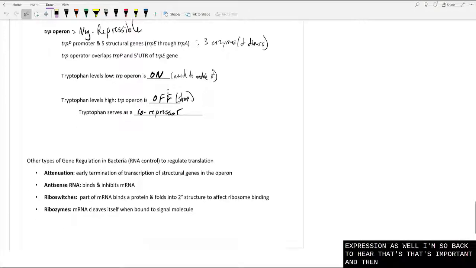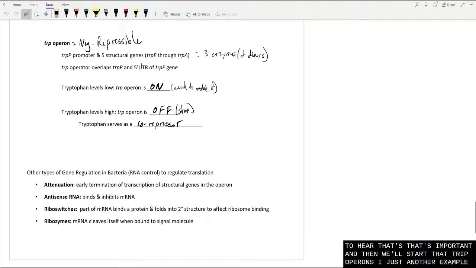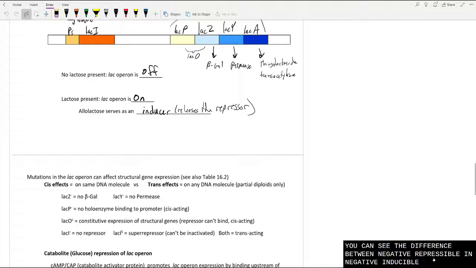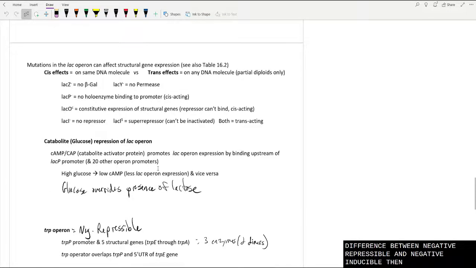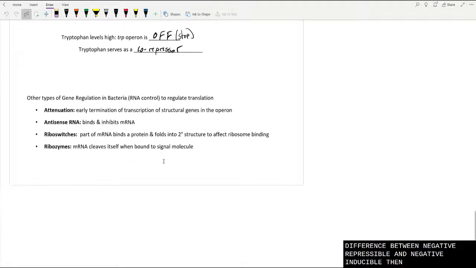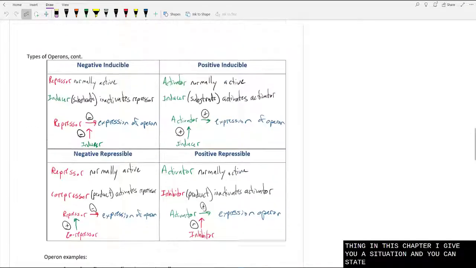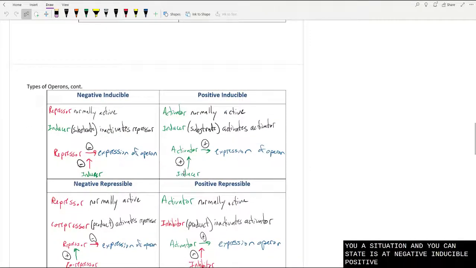And then we also talked about trp operon. So that's just another example you can look at. That's also negative repressible. So there you can see the difference between negative repressible and negative inducible. And that's all for that chapter. So the big thing in this chapter, I give you a situation and you can state, is that negative inducible, positive inducible, negative repressible, positive repressible, and then you understand how that changes things.